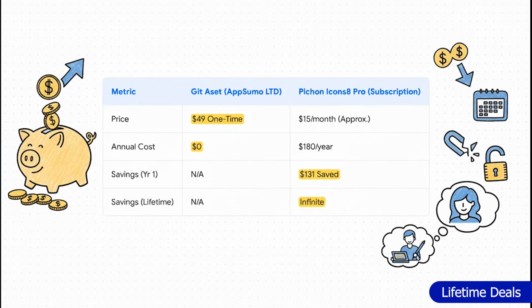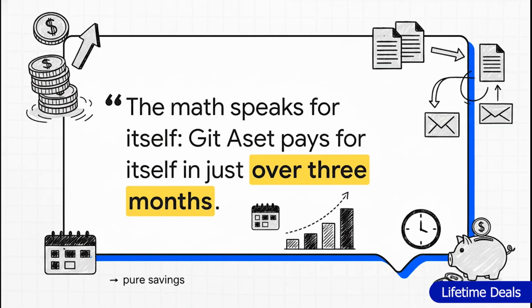Let's just break down the math here so you can see it. Let's compare it to another tool that might cost, say, $15 a month. That's $180 a year. With this Git Aset deal, your annual cost is zero after you buy it. You save over $130 in the first year alone, and after that, the savings are basically infinite. And this quote from the source material hits the nail on the head. When you compare that $49 one-time fee to a $15 monthly subscription, this tool literally pays for itself in a little over 3 months. Everything after that is just money back in your pocket for the rest of your career.